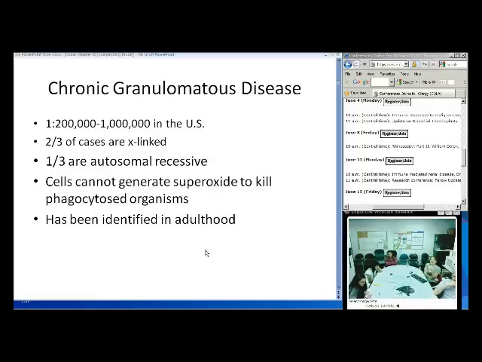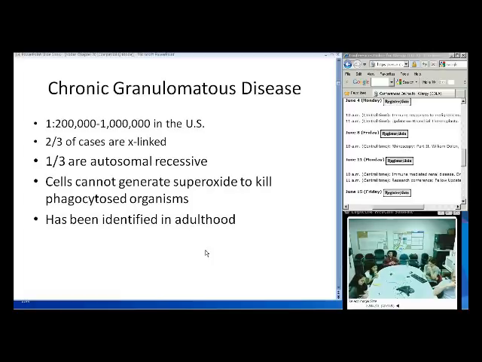What that is. It is estimated that there is between 1 in 200,000 to 1 in a million live births in the U.S. who are a child with chronic granulomatous disease. Two-thirds of all diagnosed cases are X-linked, and about one-third are autosomal recessive from different causes. So the main defect in CGD is that the cells cannot generate superoxides to kill the phagocytosed organisms.